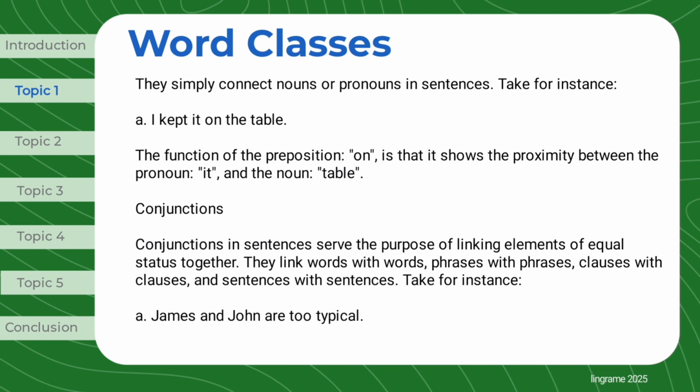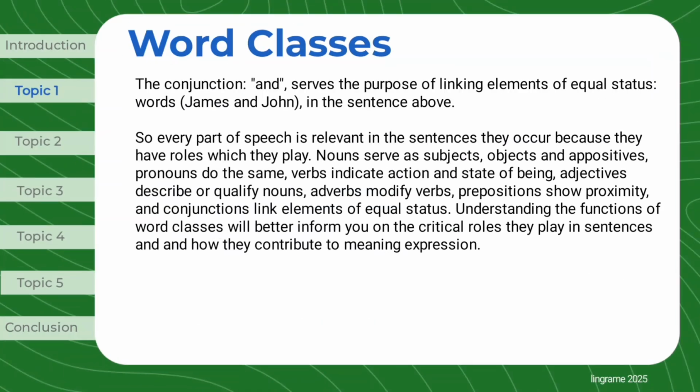Conjunctions. Conjunctions in sentences serve the purpose of linking elements of equal status together. They link words with words, phrases with phrases, clauses with clauses, and sentences with sentences. Take for instance, James and John are two typical. The conjunction, and, serves the purpose of linking elements of equal status, the words James and John, in the sentence above.